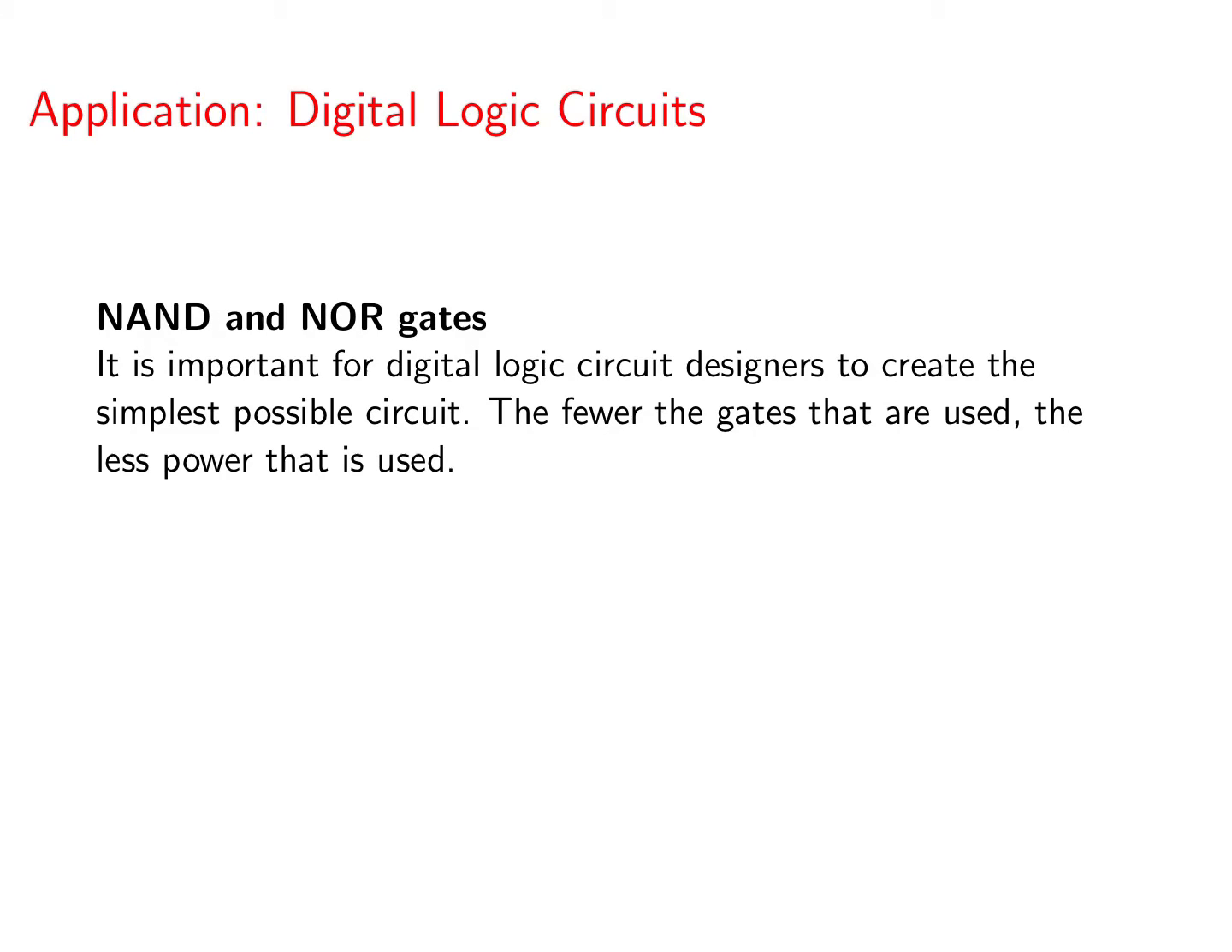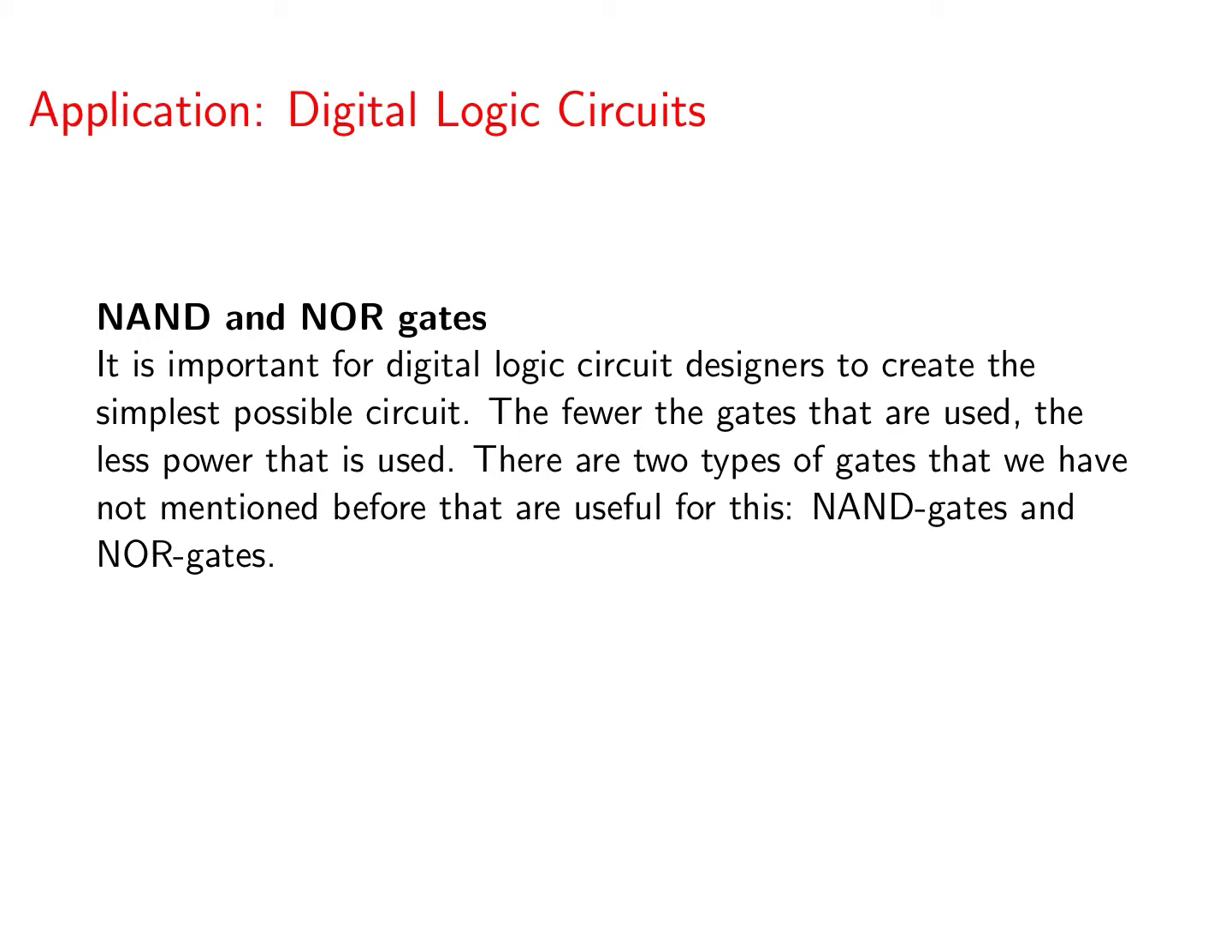Think about your cell phone. What is the one thing that's important on cell phones? The one thing that everybody complains about? Power usage. The fewer the gates that get used, the less power that's used, the less power that your cell phone will consume.